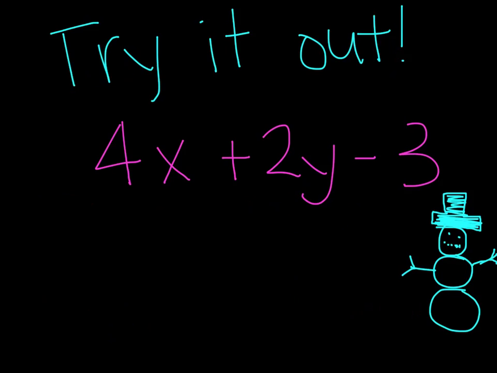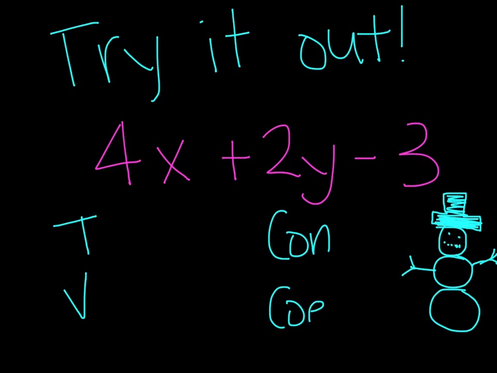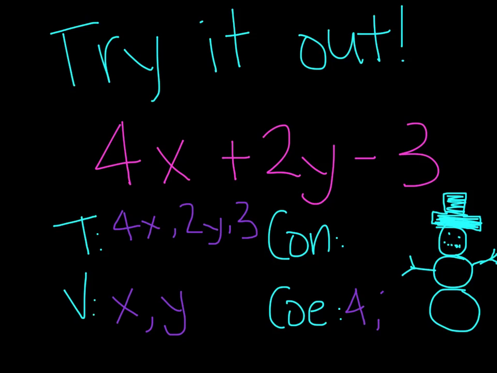Alright, go ahead and try this one on your own. So pause the video, see if you can identify the term, the variable, the constant, and the coefficient, and then press play when you're ready to compare. Okay, so my terms are 4x, 2y, and 3. My variables are x and y. My coefficients are 4 and 2, and my constant is 3.